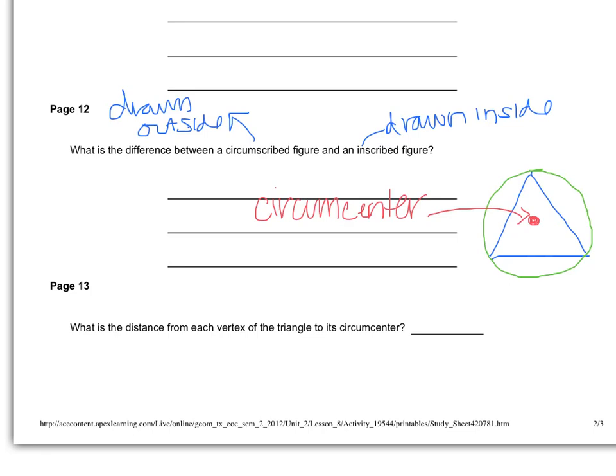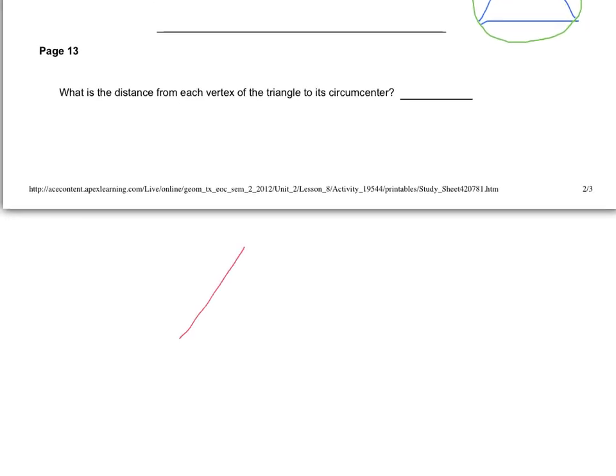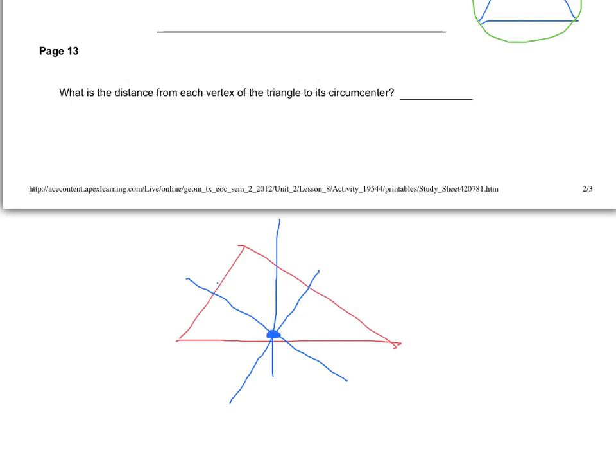So if I want to draw my perpendicular bisectors, they split the sides in half. So I'm going to draw another triangle. So here's my triangle. And I'm going to draw a perpendicular bisector, which means it's splitting it in half and it's perpendicular. So it would be here, and here, and here. Those would be my three perpendicular bisectors, and you can tell they intersect here. So this would be the center of my circle.